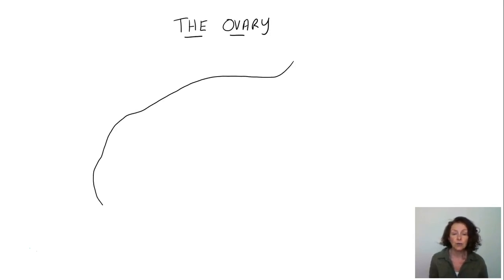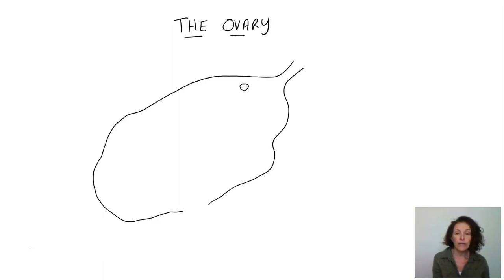I'd like to talk about the female menstrual cycle, which refers to the changes that take place in the female body over a period of 28 days, which leads to the release of the egg, and also menstruation, which is the shedding of the uterine lining. But let's start by taking a look at the ovary. This is going to be a cross section through the ovary.